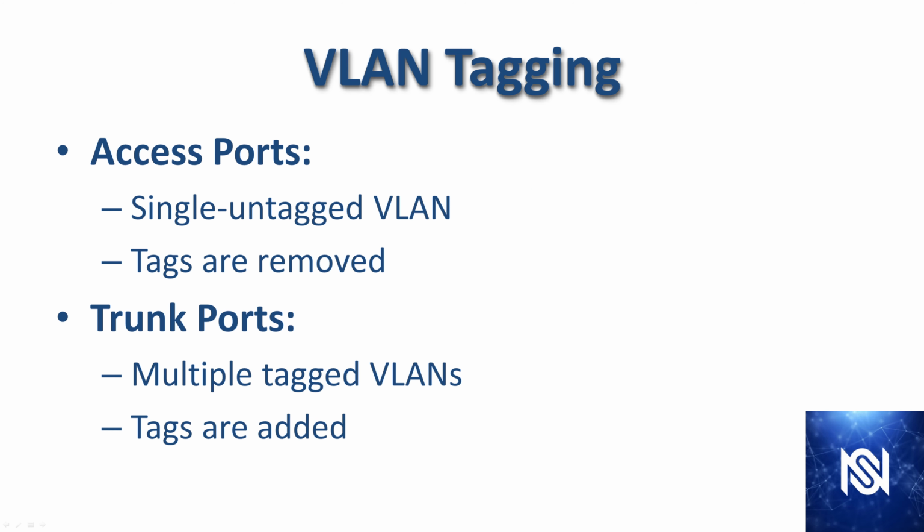The next thing we're going to look at here is VLAN tagging. Access ports have a single untagged VLAN on the port, and the tags are actually removed as the traffic enters that port and goes to the end device. Trunk ports, on the other hand, use multiple tagged VLANs, and tagging just means that it inserts a value into the header of the frames that it's forwarding that distinguishes between the VLANs. As these frames enter the port, the tags are added. Whereas with access ports, since there's only one VLAN allowed on the port, the tags aren't necessary.